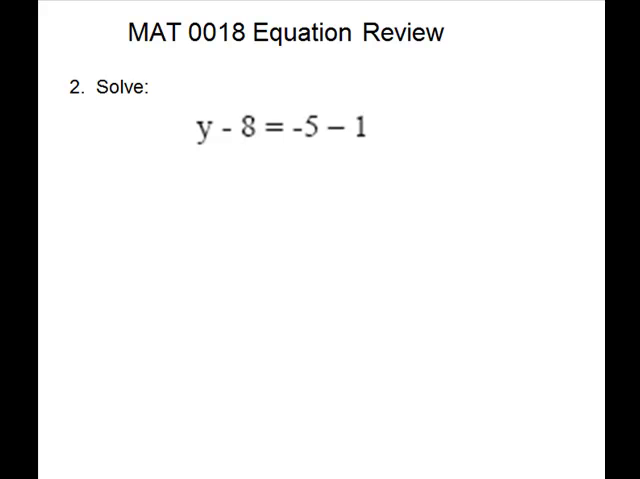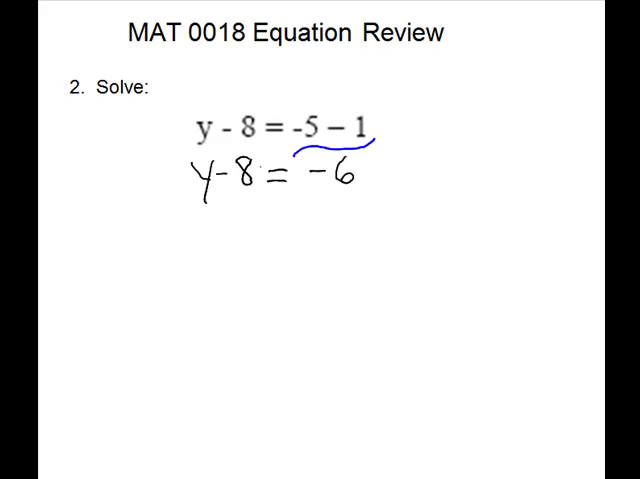Equation number 2. For this problem, we have some simplifying that we can do on the right-hand side. So we will do that first. Those are like signs. They're going to add and keep the sign to give us a -6. Then we're ready to solve.